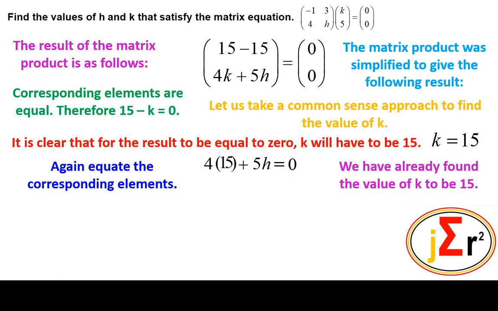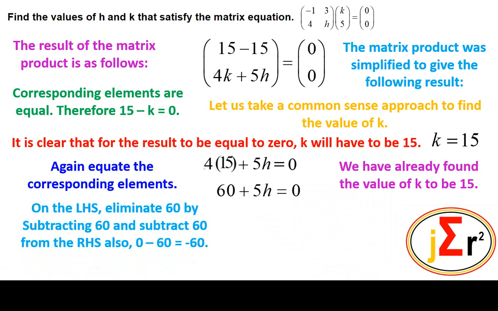So we have 4 times 15 plus 5h is equal to 0. K is equal to 15. We substitute that into the equation. 15 times 4 is 60. That is the only thing that is new. We are just multiplying by 4 right here. On the left-hand side, we will eliminate 60 by subtracting 60. And we will also subtract 60 from the right-hand side.